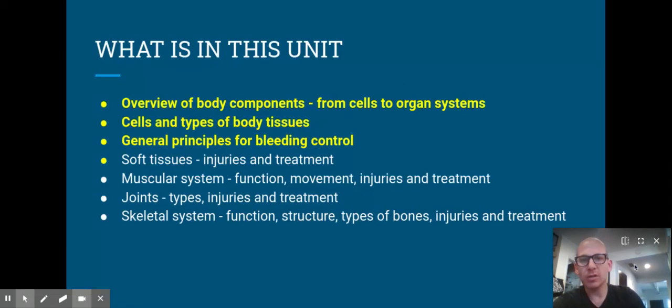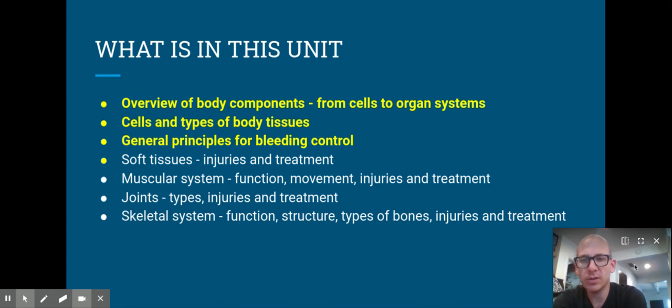Okay, so the stuff that's in this unit is an overview of body components from cells up to organ systems. Look at cells and body tissue, the types of different body tissue we have, some kind of a rehash of the general principles of bleeding control. That's what we're going to look at today. That's why it's in yellow.